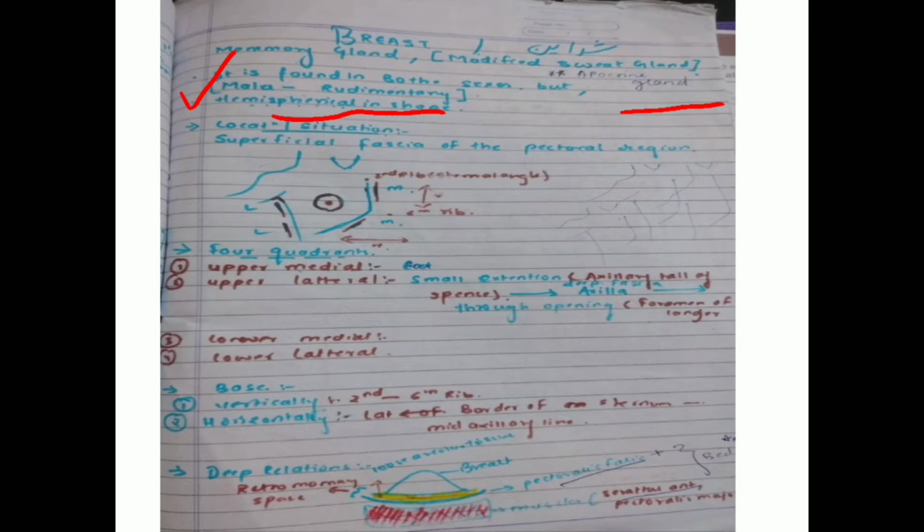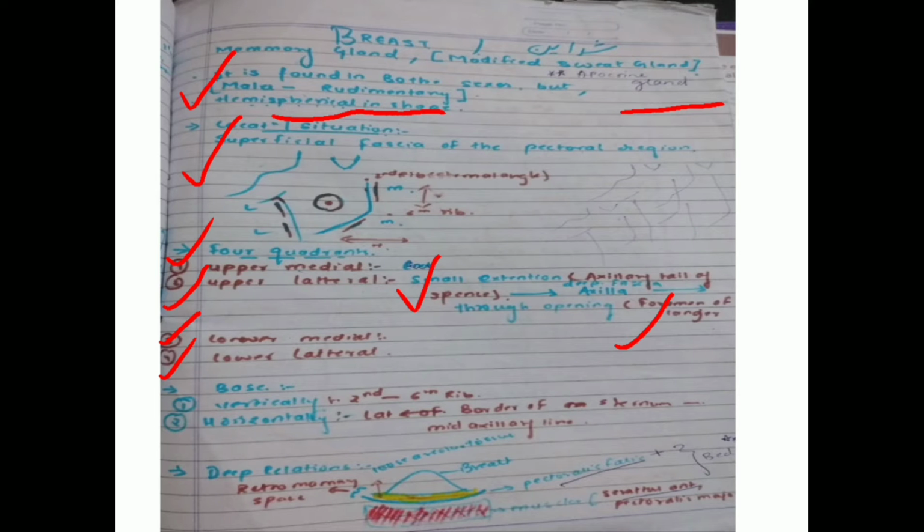Now it is situated in the superficial fascia of the pectoral region. It has four quadrants: upper medial quadrant, upper lateral quadrant, lower medial quadrant, and lower lateral quadrant. In the upper lateral quadrant, there is a small extension which is called the axillary tail of Spence. It comes out through an opening known as the foramen of Langer, and this opening consists of the deep fascia of axilla.